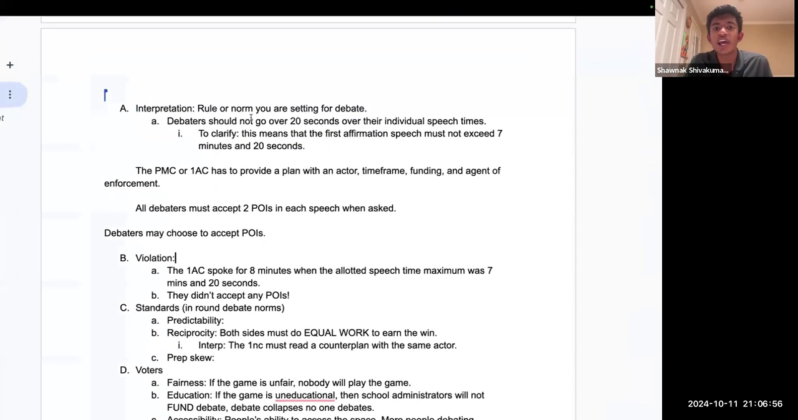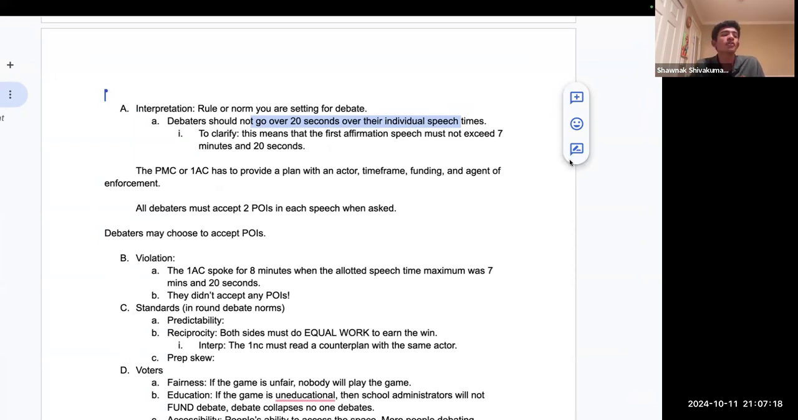Oh, we met this shell because individual speech times means our total speech time. And as the first speaker, I have 12 minutes and I went 9 minutes, which is less than 12. Just have that on the flow because this is tech debate, right? If that goes unresponded to, you can wash out all of their offense. You get what I'm saying?